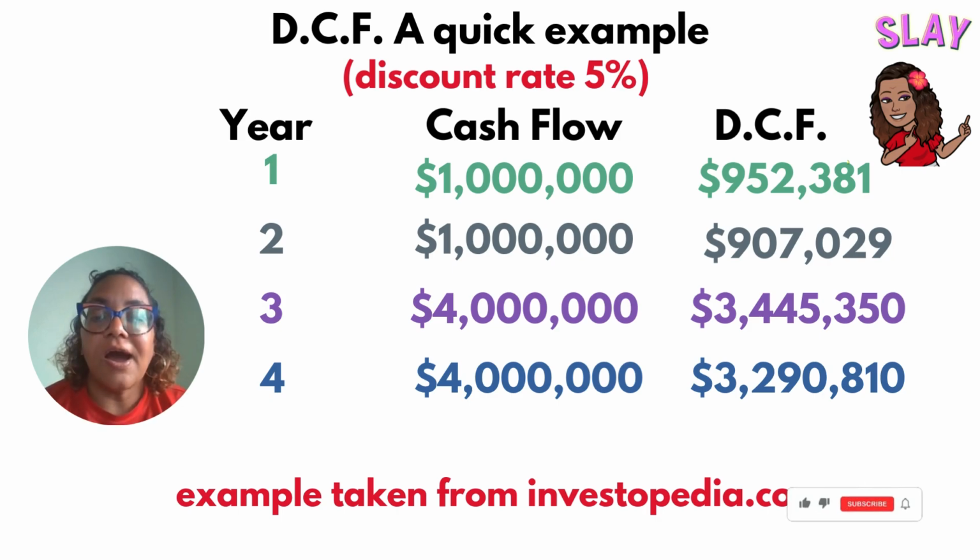5%. After year four, that same $4 million is going to be worth $3,290,810. That means that same $4 million is going to have a difference of approximately $800,000 in terms of what you're going to be able to buy 4 years from now.